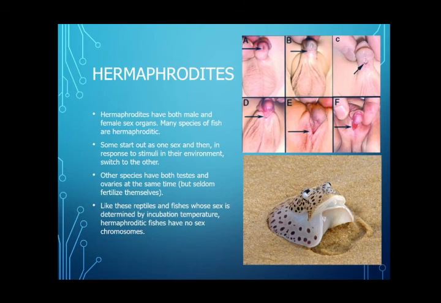Hermaphrodites have both male and female sex organs. Many species of fish are hermaphroditic. Some start out as one sex and then, in response to stimuli in the environment, switch to the other. For example, the clownfish, Nemo.